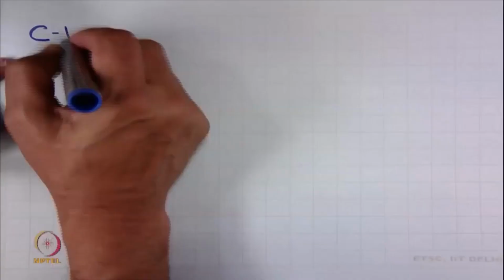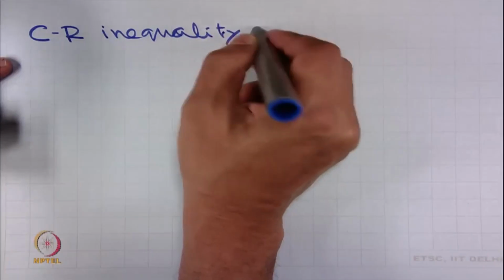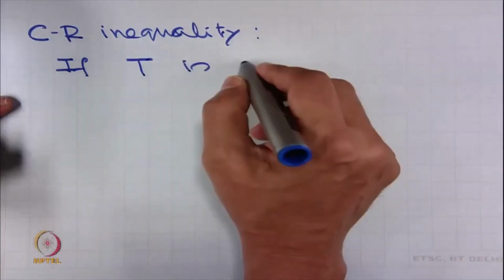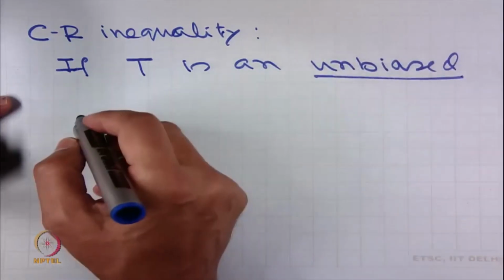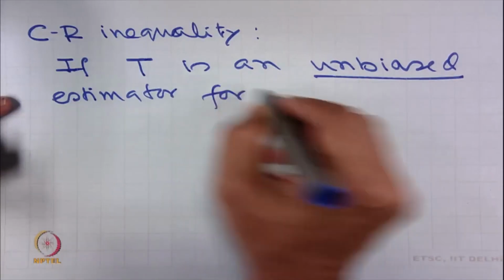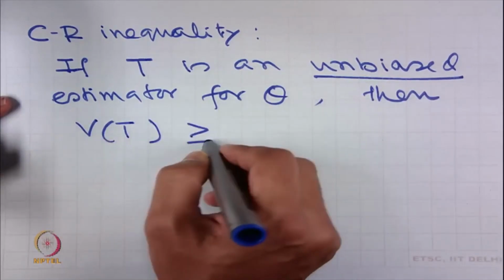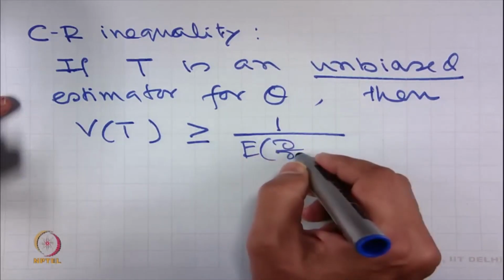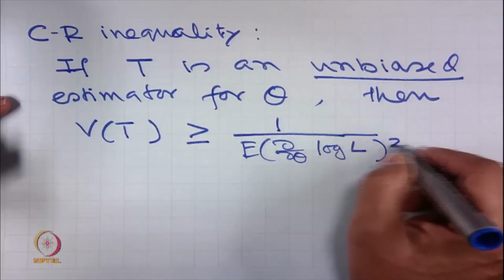The Cramer-Rao inequality states that if T is an unbiased estimator for theta, and this is very important, we are looking within the class of unbiased estimators, then variance of T is greater than or equal to 1 upon expected value of (del log L / del theta) whole square.